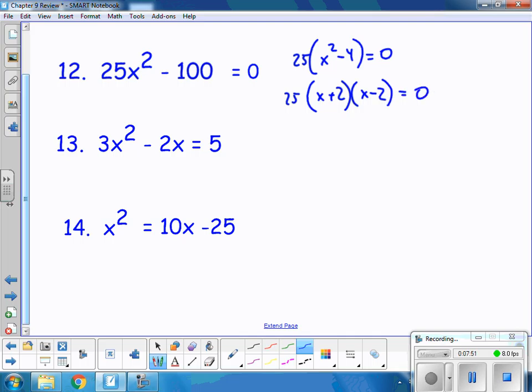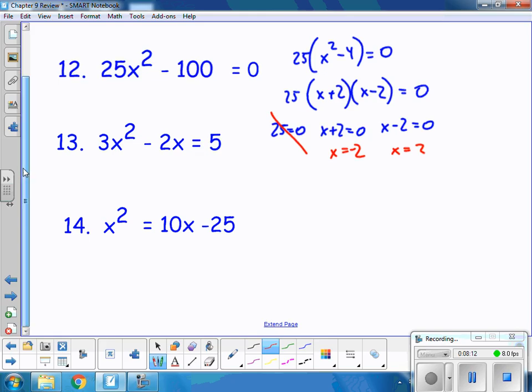Then that means I need to zero everything out. I can see that 25 equals 0 is not going to work, not true. x equals -2 and x equals 2. So those will be my two solutions on that one.